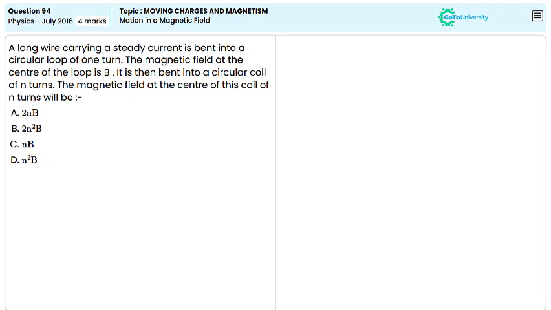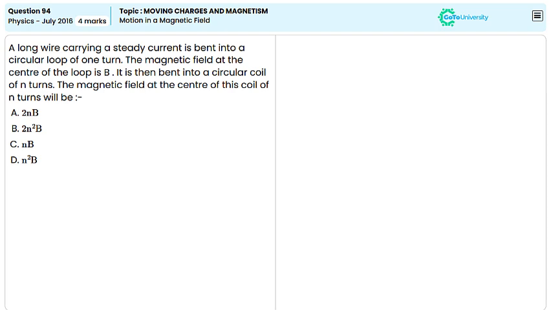A long wire carrying a steady current is bent into a circular loop of 1/3. The magnetic field at the center of the loop is B. It is then bent into a circular coil of N turns. What will be the magnetic field at the center of this coil of N turns?